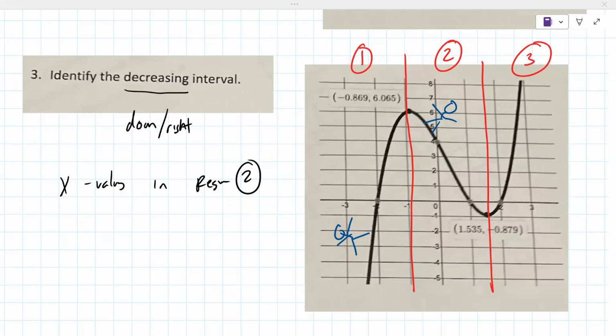It's going down. What are the x values in region two? What is the leftmost x value of region two, where this red line is? Negative 0.869. And then what's the rightmost x value? 1.535. Okay, there it is.